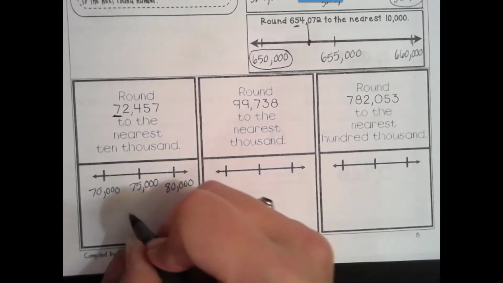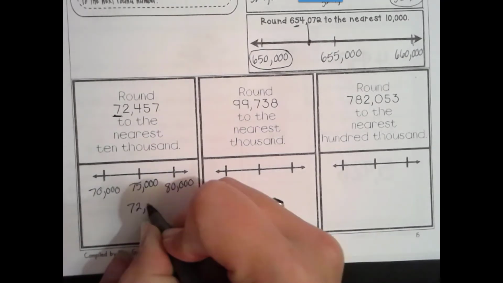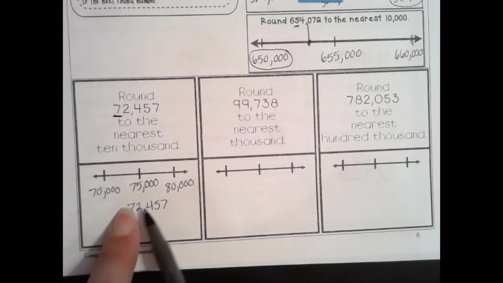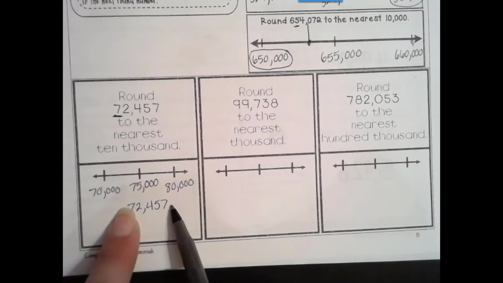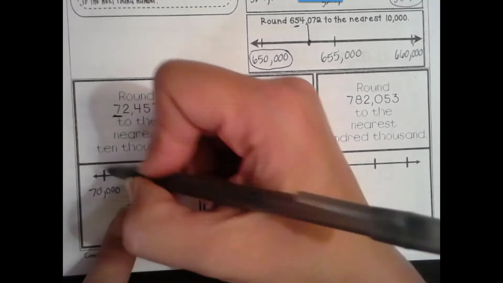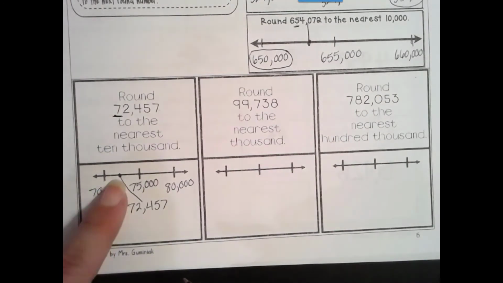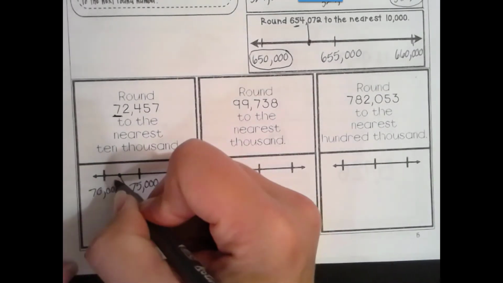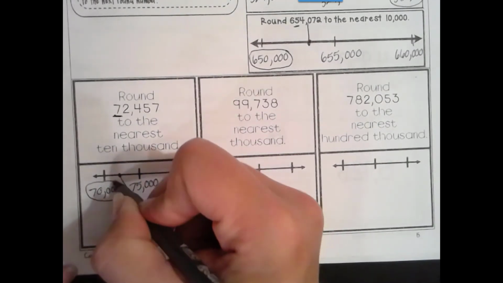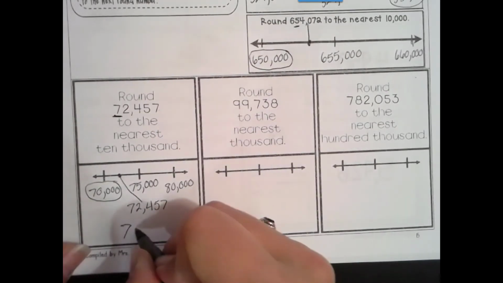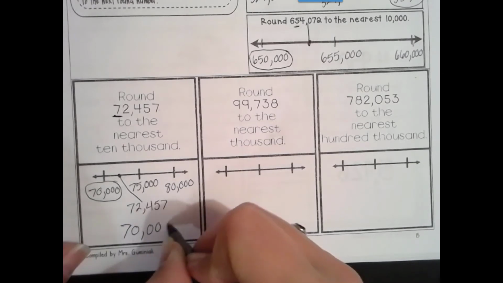Well, 72,457, this 2,457 is less than 5,000, so it'd be over here. If it is over here, it is closer to 70,000. So I round it to 70,000 because that's the one it's closer to.